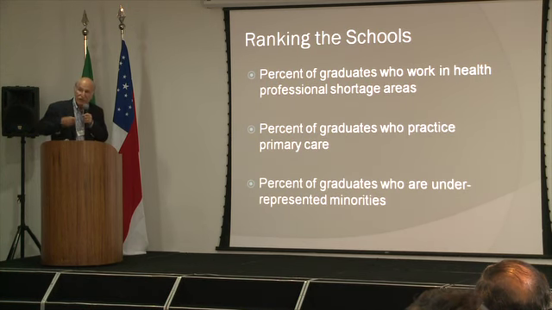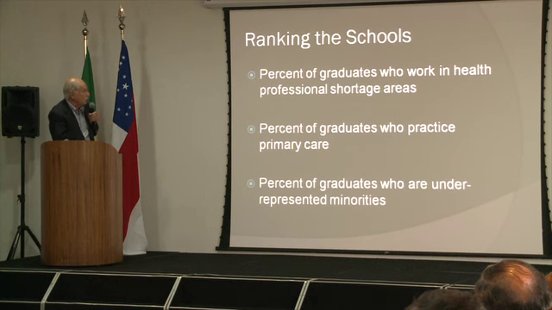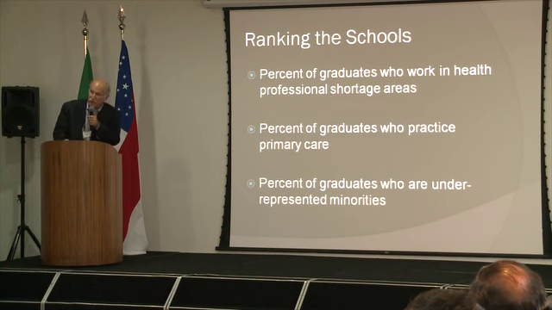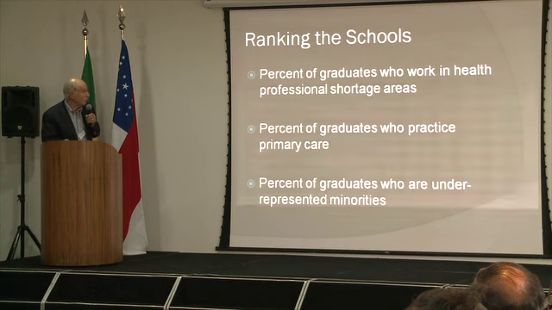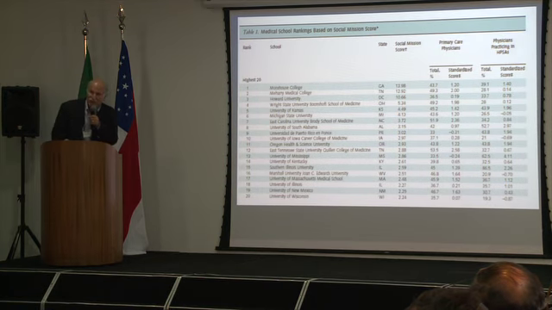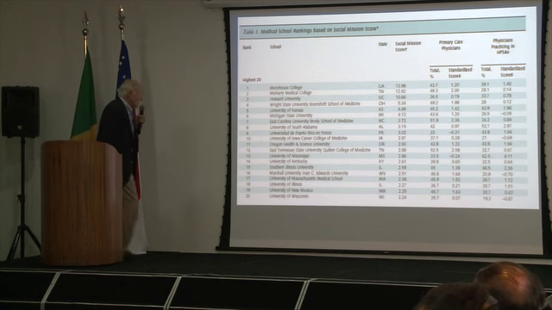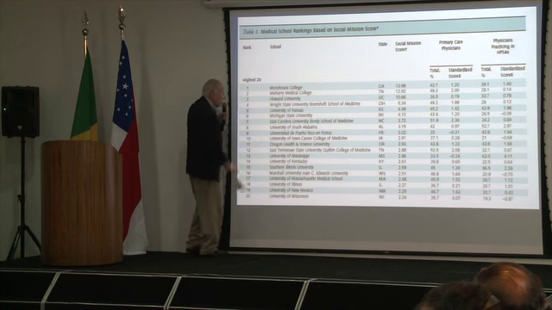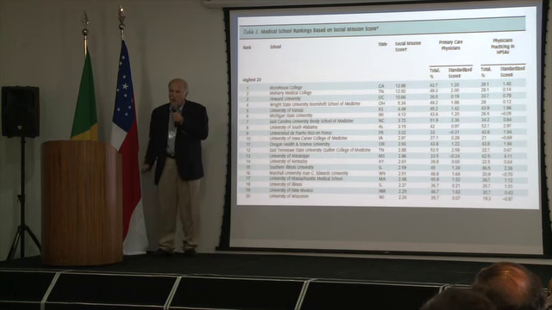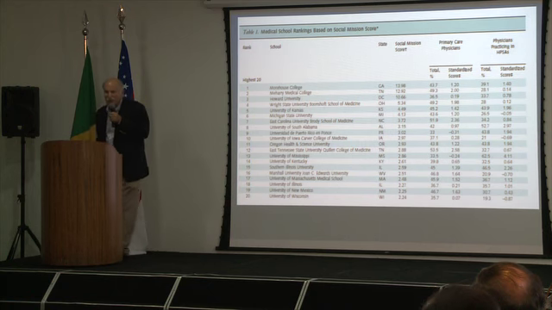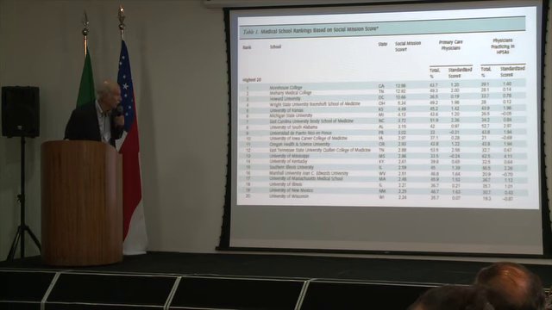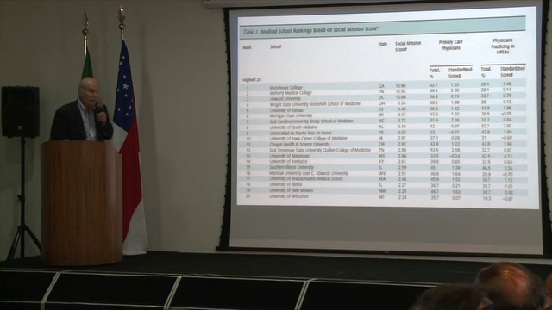So they evaluated schools just on those 3 parameters: the percentage of graduates who work in health professional shortage areas, the percent who practice primary care, and the percent who are underrepresented minorities. And you saw the greater version of this table just a few minutes ago, with Morehouse at the top. This says Morehouse College. That was an error. It should have said Morehouse School of Medicine, and that was corrected in the next edition of the journal. So we have gotten a lot of mileage out of that. We talk all the time about being ranked #1.